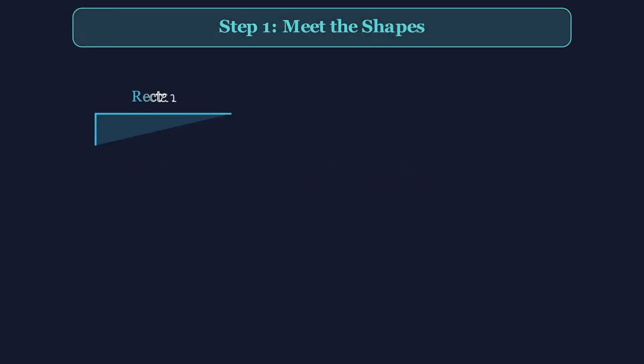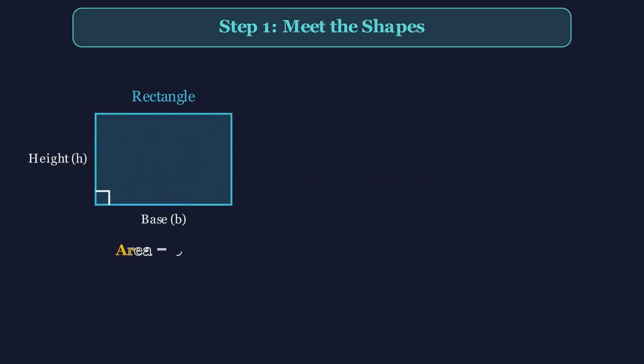On the left, we have a rectangle. It has a base and a height, and they meet at a perfect right angle. The area of a rectangle is base times height.